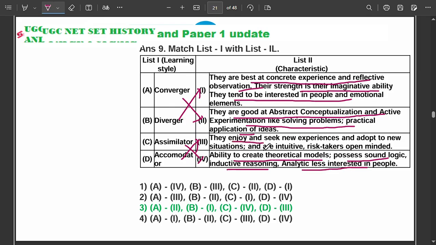Accommodator: they enjoy and seek new experiences, adapt to new situations, and are intuitive, risk takers, and open minded. So option number 3 was the correct answer.